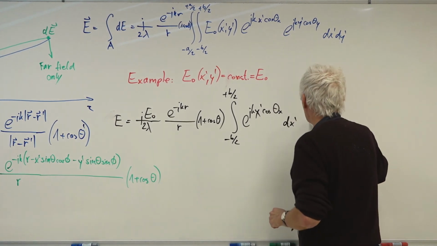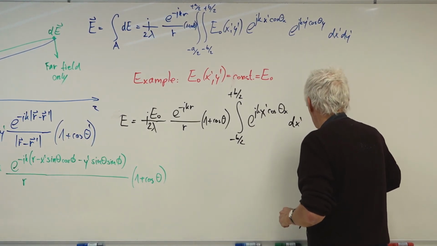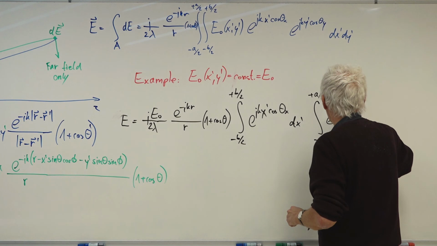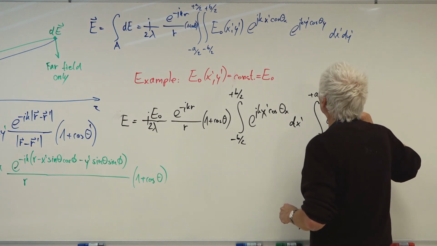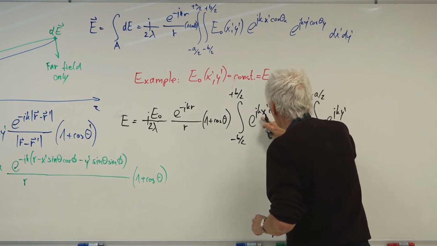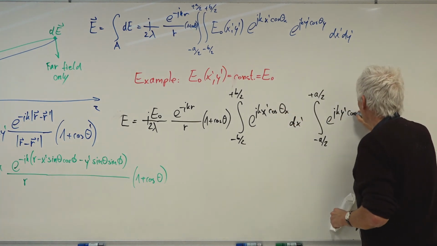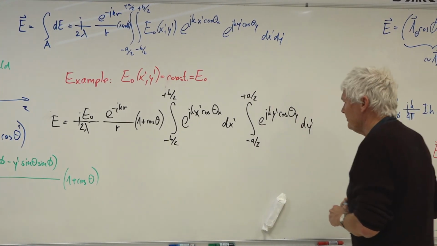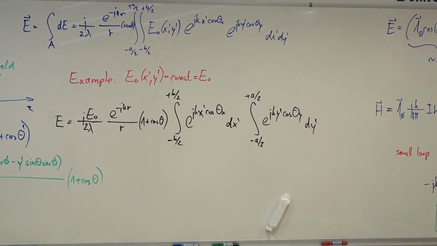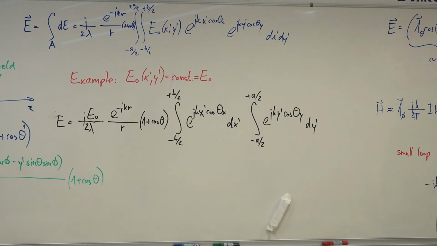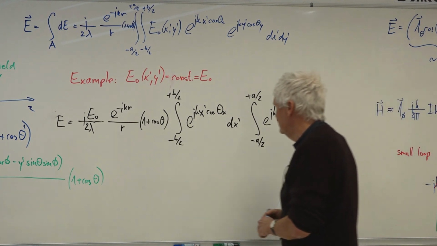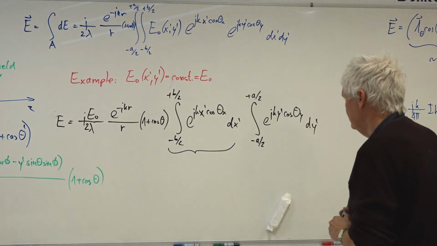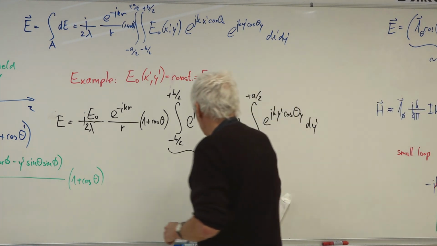And the second integral is the integral from minus a half to plus a half of e to the j k y prime, cosine theta y, dy prime. This was x here. These two integrals have similar solutions, so let's try to solve just one of them, because we need not solve both. What is the solution of this integral? What is this equal to?